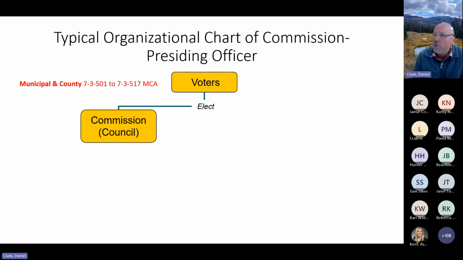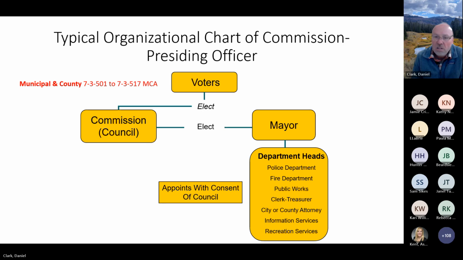There's the statute where the voters elect a city commission or a county commission, and then the commission elects the chief executive or the mayor. And then the mayor is also still a member of the commission, but they have all the executive authority that the executive branch of government does. So they appoint with the consent of the council, and they're responsible for the day-to-day operations of their organization.